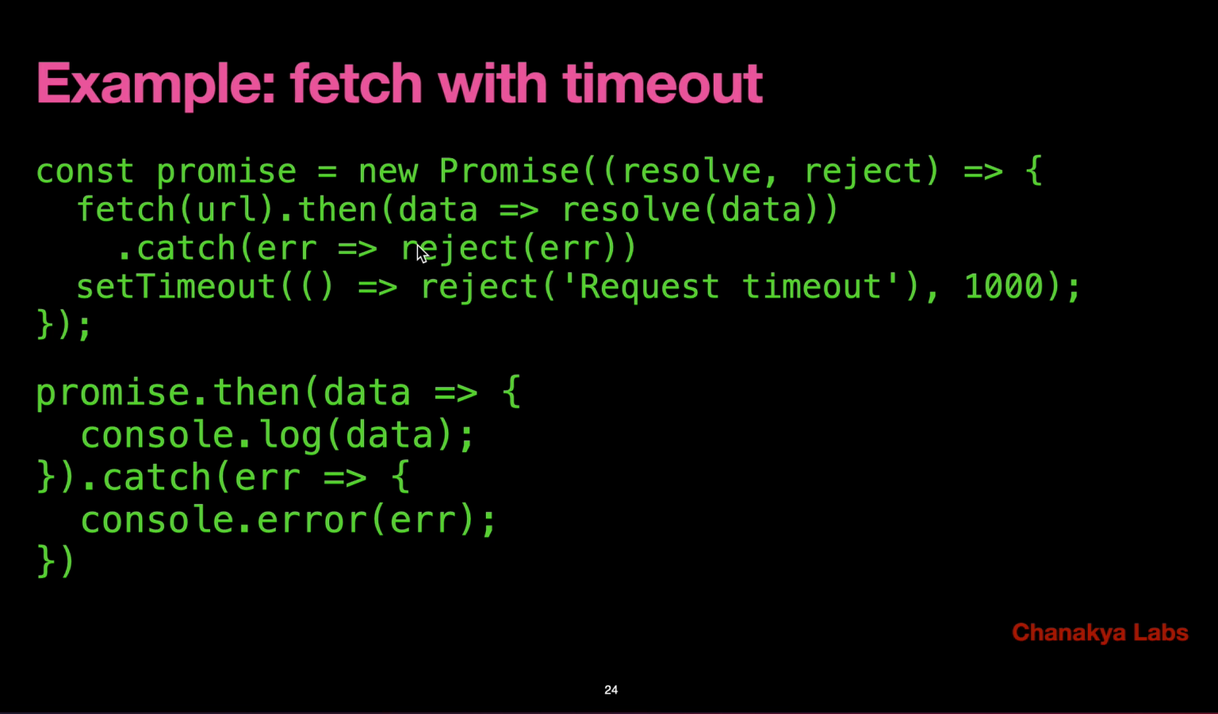Okay, so now you have understood the basic semantics of how to create your own custom promises, and then you can use this knowledge when you are trying to create your custom utilities in your JavaScript function. Okay, so that will be all for this video. See you in the next one.